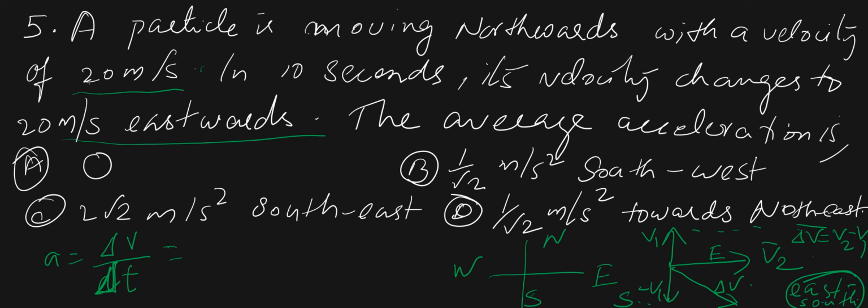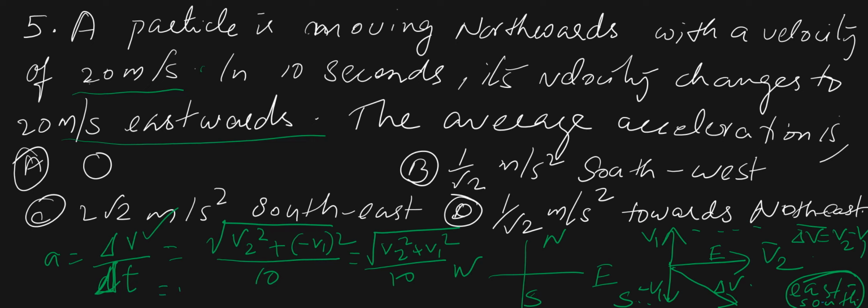Now let us find out the magnitude of this delta v. That is square root of v2 square plus minus v1 whole square divided by delta t is 10. That is square root of v2 square plus v1 square divided by 10. That is square root of v2 is 20, 20 square, v1 is also 20, 20 square, divided by 10, or square root of 400 plus 400, 800. That we can write 400 into 2 divided by 10.